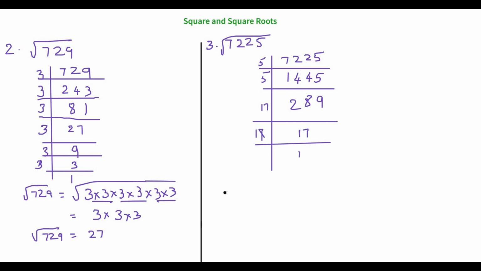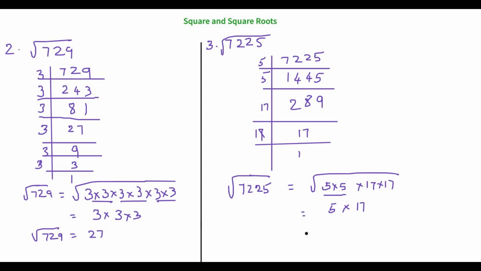So now we have got the square root of 7,225, which is equal to the square root of 5 times 5 times 17 times 17. See, here we have two different numbers. For this also we will do the same thing. Instead of 2 5's, we will take 1 5 outside, and instead of 2 17's, I'll take 1 17 outside. So 17 times 5 is 85. The square root of 7,225 is 85. Isn't it easy to find the square root by the prime factorization method?